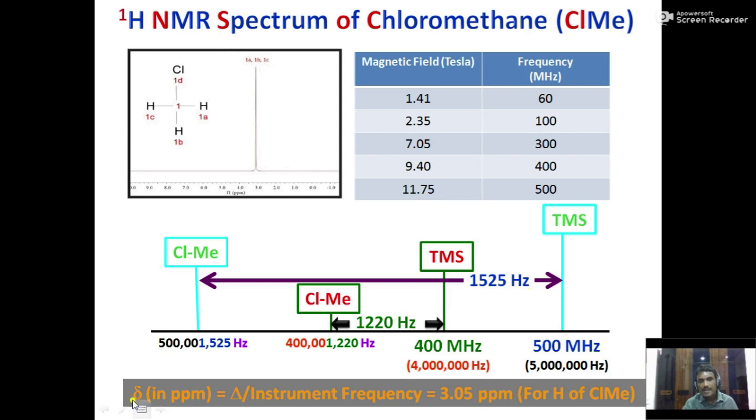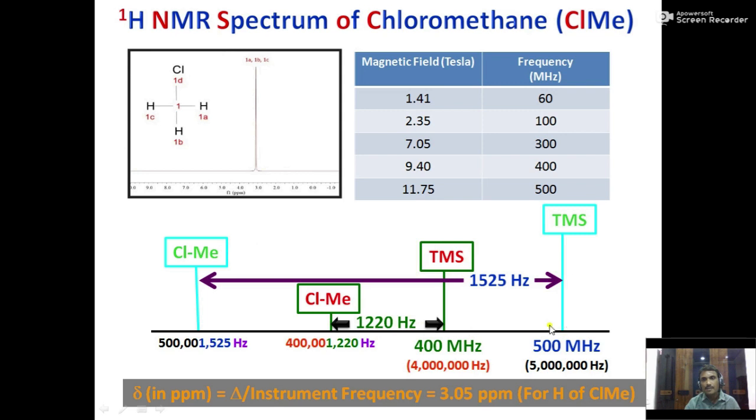The delta value, that is the chemical shift value in ppm, is equal to the difference of the sample from the TMS value divided by the instrumental frequency. If you divide 1220 by 400 megahertz, you will get 3.05 ppm. If you divide 1525 by 500 megahertz, you again get 3.05 ppm. But on the absolute scale, you get different positions.